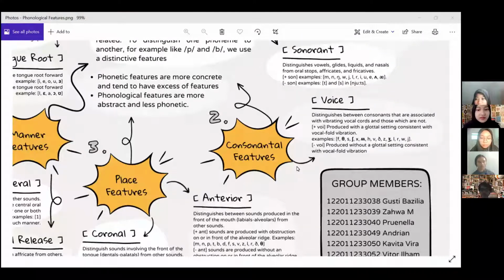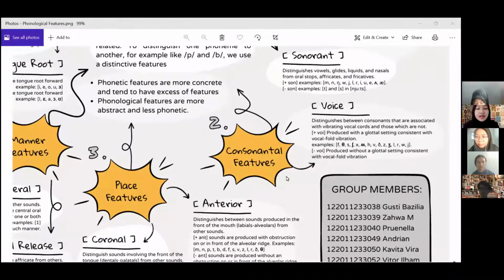Positive voice sound is produced with a glottal setting consistent with vocal fold vibration. The members are m as in map, n as in nice, ng as in sing, b as in bed, d as in dog, g as in gift, v as in very, th as in this and other, z as in zoo, zh as in pleasure and vision, l as in low, r as in read, w as in way, and j as in yes.